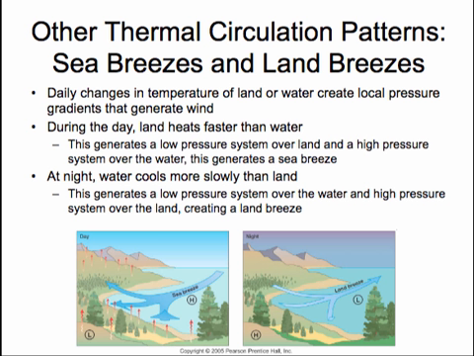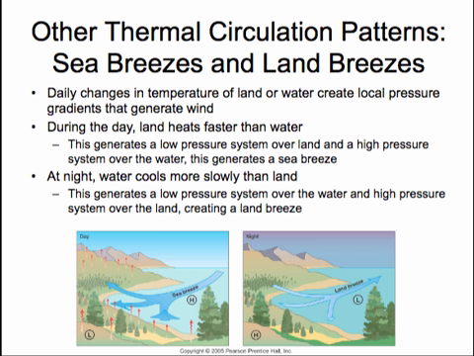If you've ever been at the beach, which I'm assuming many of you have, you'll notice that during the day, the land heats faster than water. This generates a low pressure system over the land and a high pressure system over the water, because the land is hot, so the air rises, and the sea is cool, so the air sinks. Wind always moves from high to low, so during the day, you get a sea breeze. That's why we like to be at the beach on a very hot summer day, because you feel that nice cool breeze coming off the ocean.